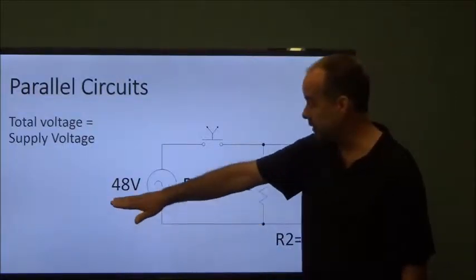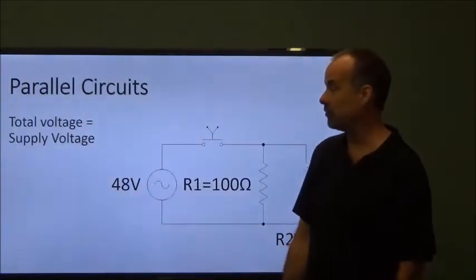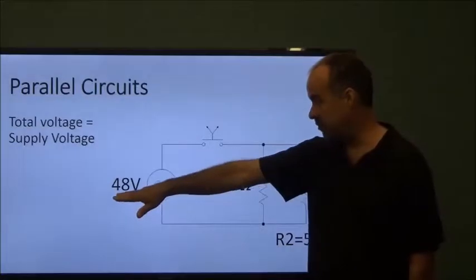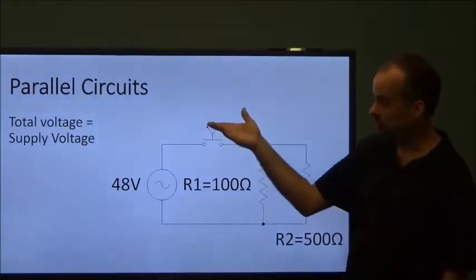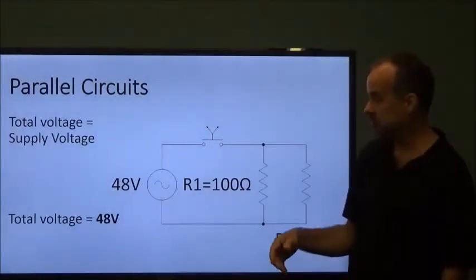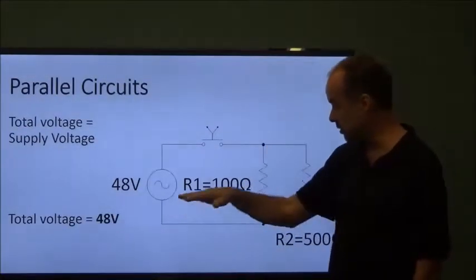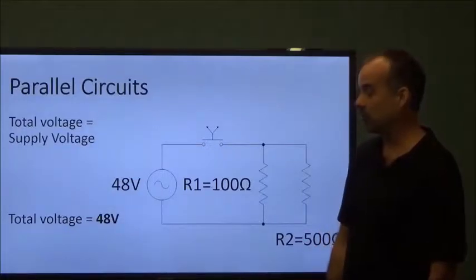To begin, we need to figure out our total voltage, and it's given on our schematic here, so we know that it's 48 volts. So our total voltage equals the supply voltage. There's no calculation there. We can look at the schematic and determine what our total voltage is.